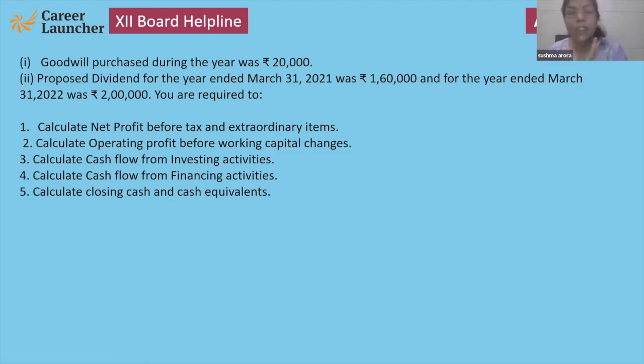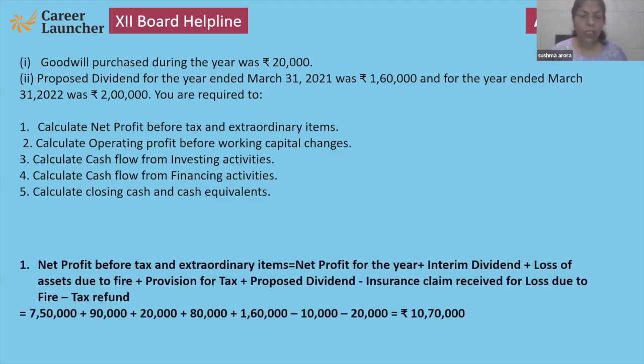See, when I explained this chapter, that time also I told you that first of all, you should calculate NPBT. Okay, then operating profit before working capital changes, OPBWC, then investing, then financing, then cash and cash equivalent. So by this way, we can come to know 5 things. What is the closing cash and cash equivalent? Yes, now we are going to start. First of all, net profit before tax and extraordinary items.